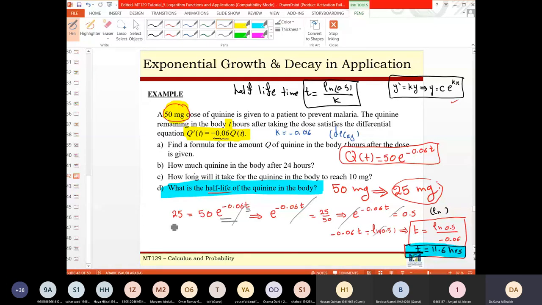As I told you, any question that asks you about the half-life time, we use this formula. The time is ln half over k. The k differs from question to question. The k in this question is minus 0.06. Okay? So instead of going through all the steps, I can just use the formula of the half-life time.